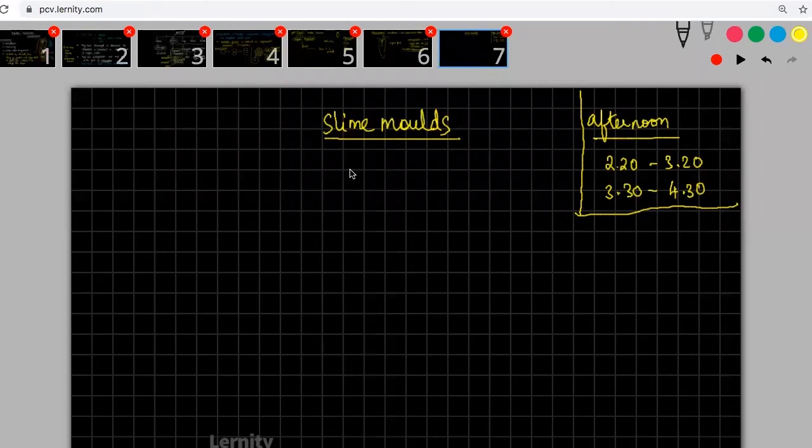No, it is from tomorrow only, not from today. The afternoon session will be only from tomorrow.